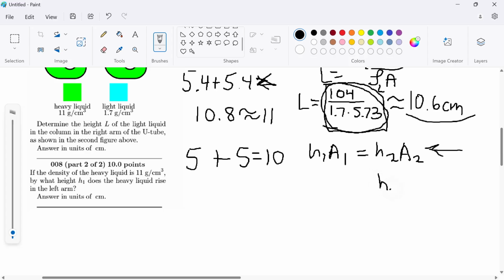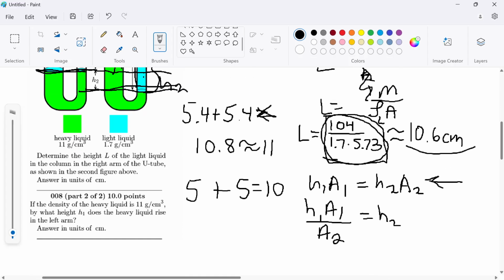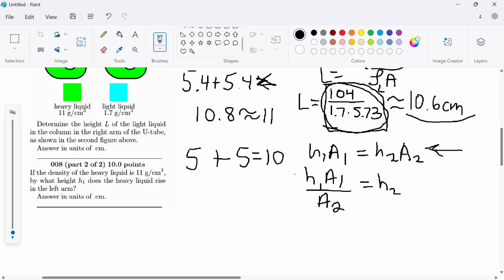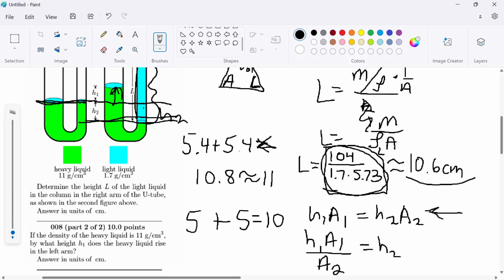So H2 equals, I'm just going to divide both sides by A1, height 1 times A1 divided by A2, that's H2. So now I can fix it. Now, what's going on in part 2? It says, how far does the heavy liquid rise, what is H1?